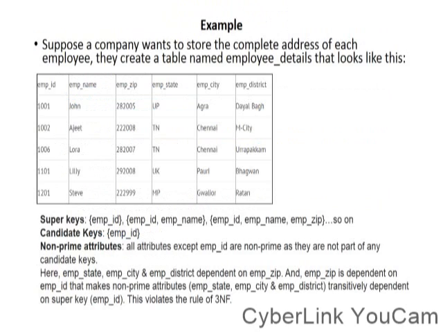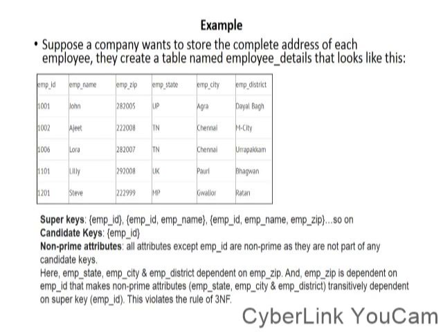Let us see one example for this. Suppose a company wants to store the complete address of each employee. They create a table named employee detail that looks like this, as you can see on your screen. It contains 6 columns: employee ID, employee name, employee zip, employee state, employee city, and employee district. Here the super keys are mentioned: the first super key is employee ID, then employee ID with employee name as a combined super key, then employee ID, employee name, employee zip, and so on. There are many super keys you can create.